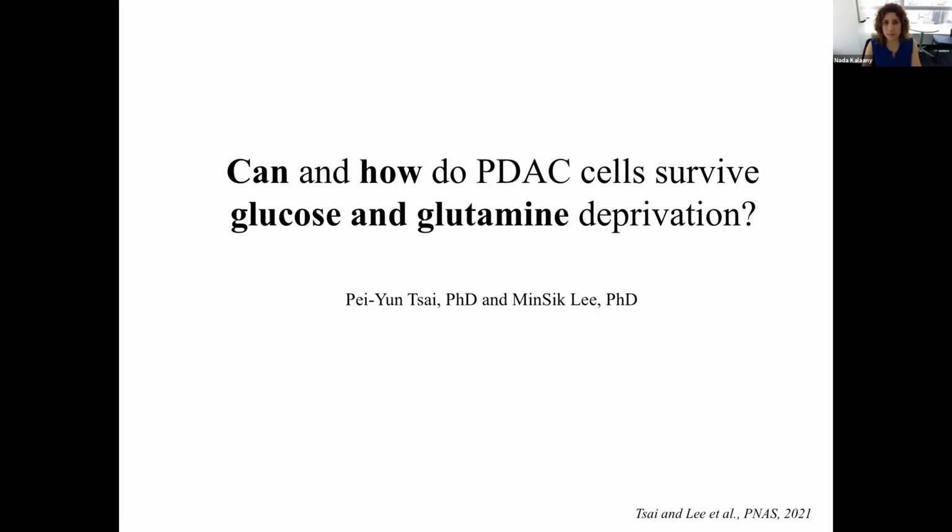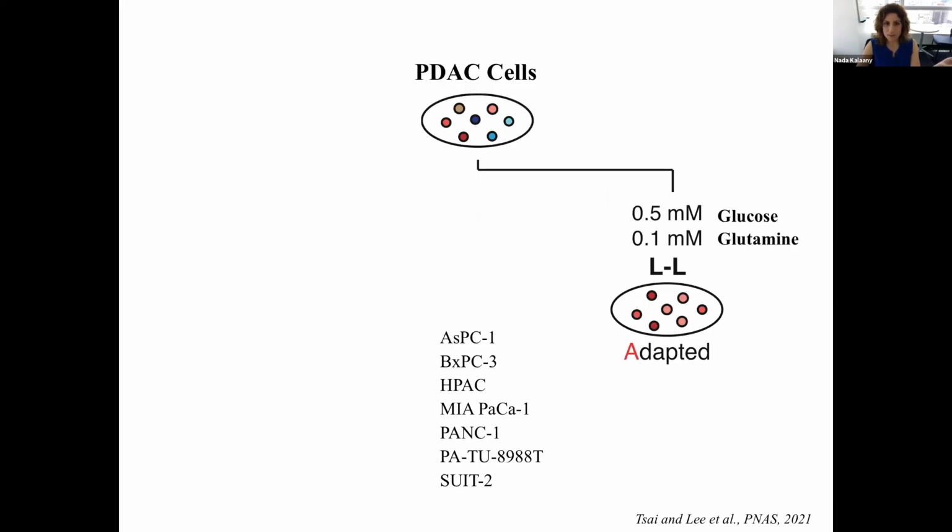So although multiple studies had looked at the deprivation of pancreatic cancer cells or other cancers of one of their preferred nutrients, either glucose or glutamine, and found out that they would then depend on the other nutrient or other nutrients that are present, not to our knowledge have we seen a study that had looked at the deprivation of cancer cells, or particularly PDAC cells, of the two most abundant and preferred tumor nutrients that are glucose and glutamine. So they asked, can and how do PDAC cells survive glucose and glutamine deprivation? So this is how the project started.